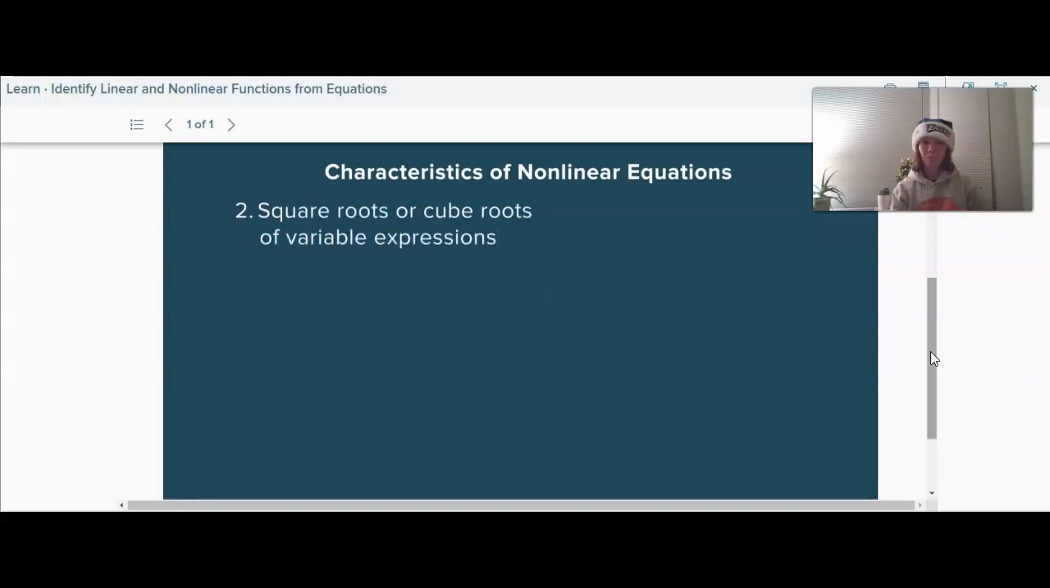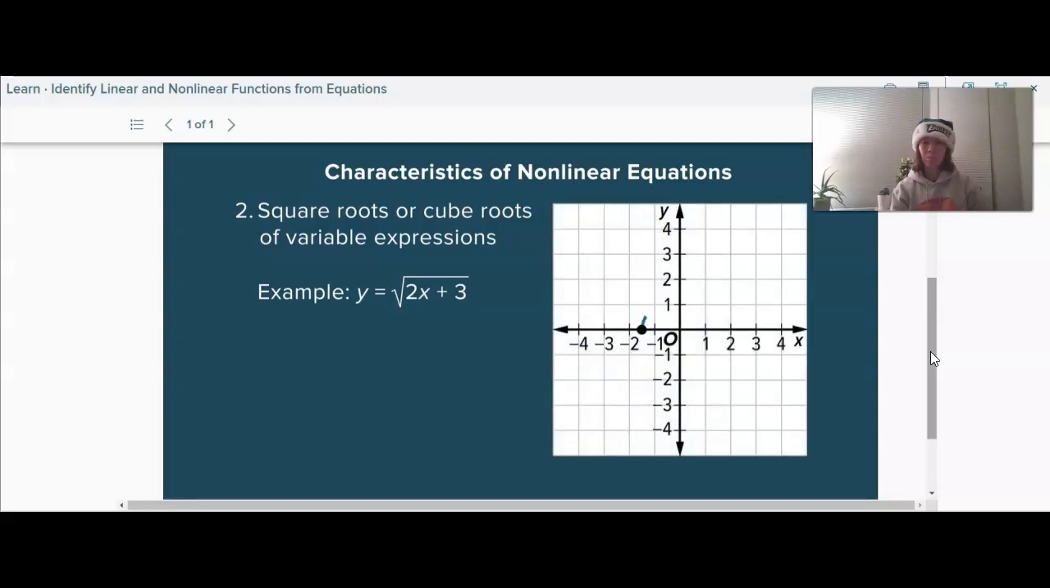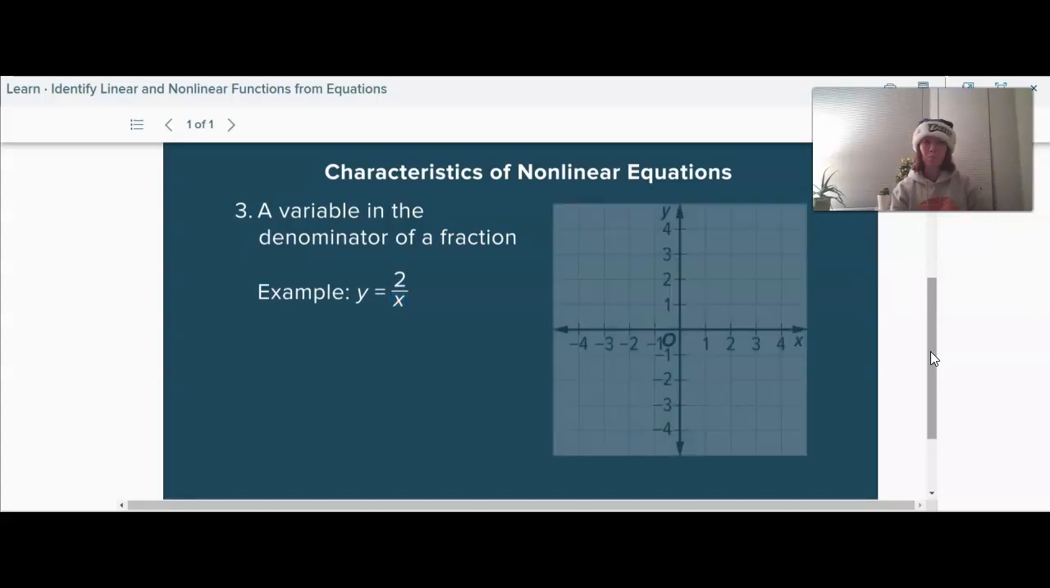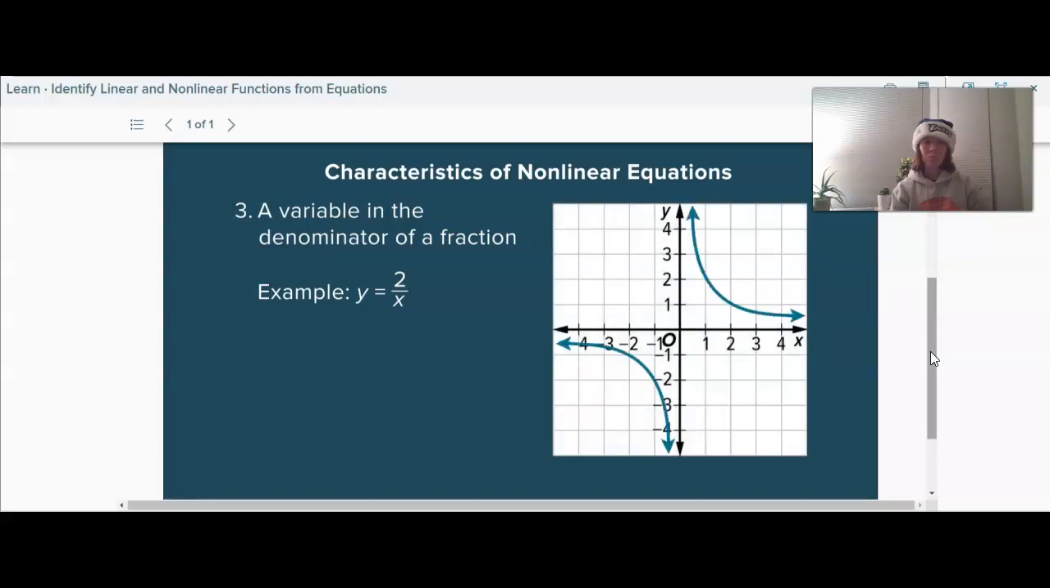Another type of nonlinear equation includes a square root or cube root of a variable expression. For example, this equation is nonlinear because it includes the square root of the variable expression 2x plus 3. The graph shows that this equation is nonlinear. A third type of nonlinear equation includes a variable in the denominator of a fraction. For instance, the equation y equals 2 divided by x is nonlinear because it includes the variable x in the denominator of a fraction. The graph confirms that this equation is nonlinear.